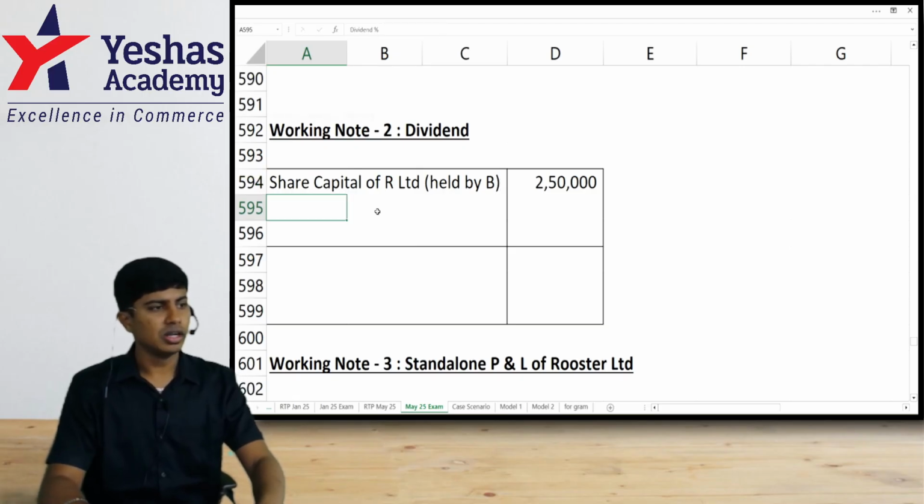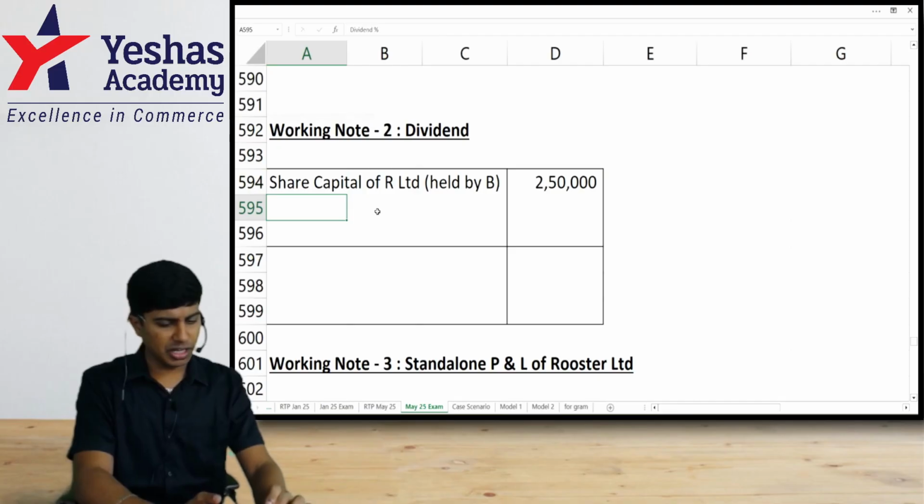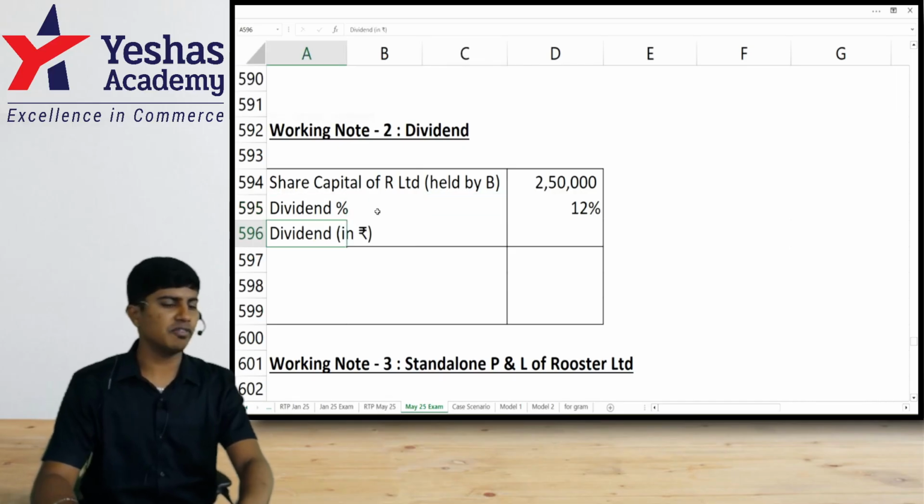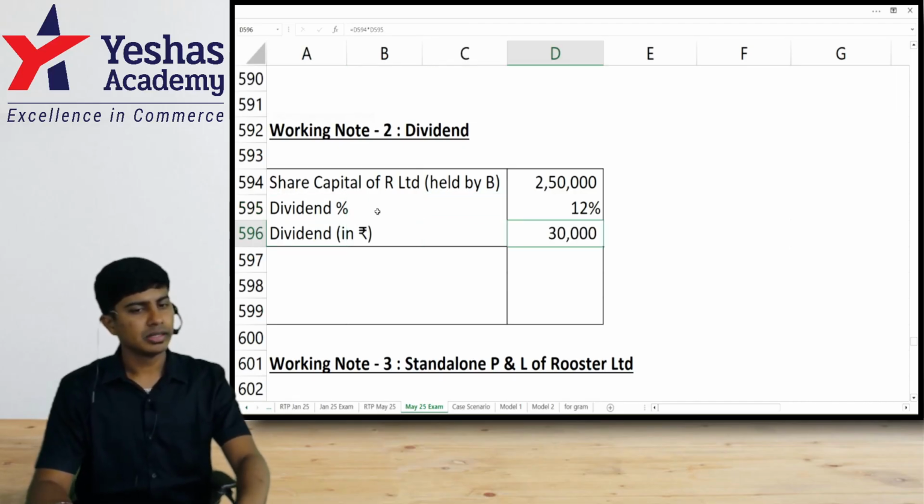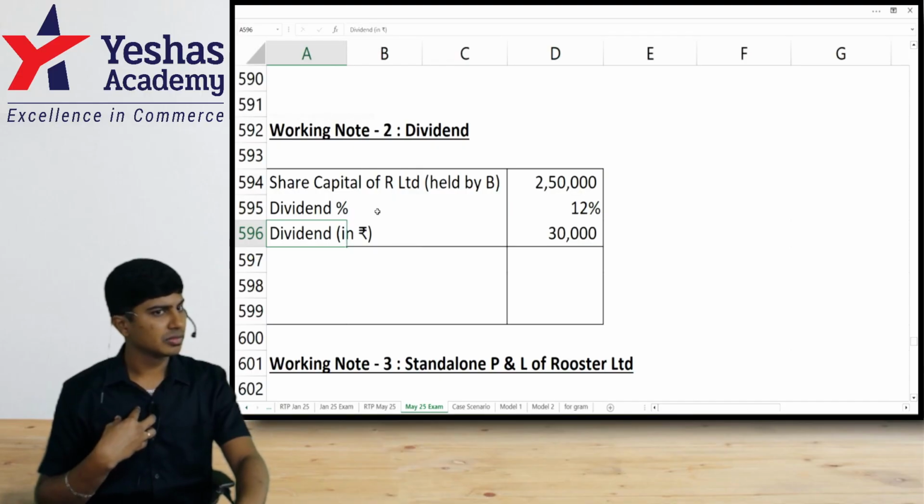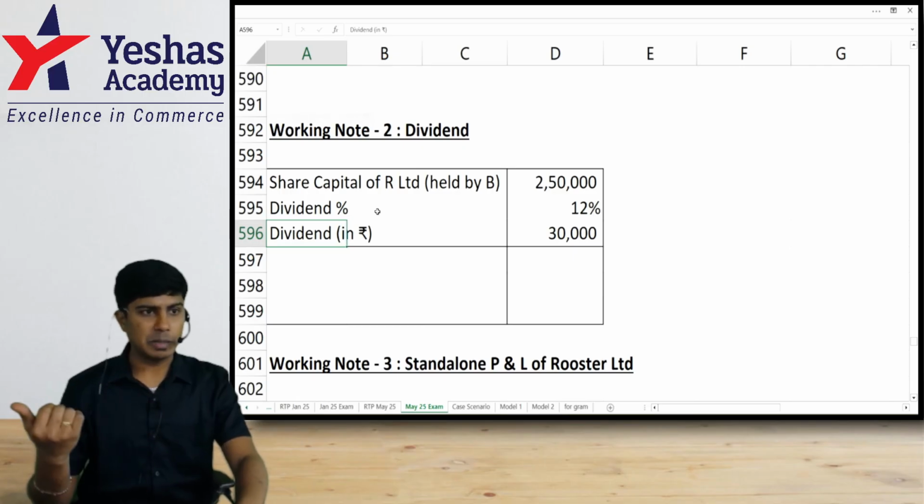How much do they hold? 2 lakh 50. In 2 lakh 50, how much is the dividend percentage? 12%. How much is 12% of 2 lakh 50? 30,000. 30,000 would be income to holding company. Am I right? Dividend paid to subsidiary company.